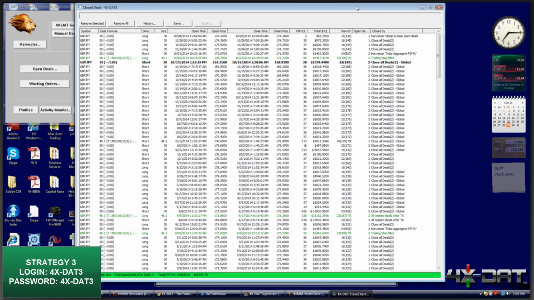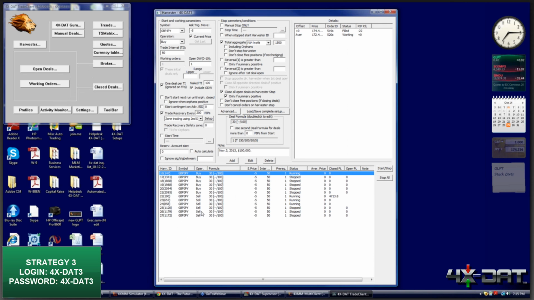So going back to the harvesters, we're trading pound yen. The reason why, because we want to capture the volatility of this particular currency pair. We want to capitalize on it in trending markets, and the historical behavior of this particular pair has been very trending. This pair likes to trend. In fact, anything with yen likes to trend, but particularly pound, because it's an expensive currency, it does like to move a lot, and that is why we like it.